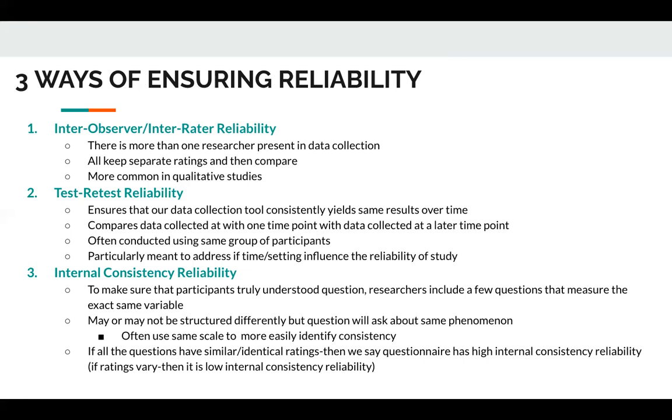If your ratings vary, right? Like when I asked how happy you were, you said, oh, it's an 8. But then when I asked, how great of a day is it, you said it was a 2. Now, of course, the consistency of my questionnaire isn't so great. And we refer to that as having low internal consistency reliability.